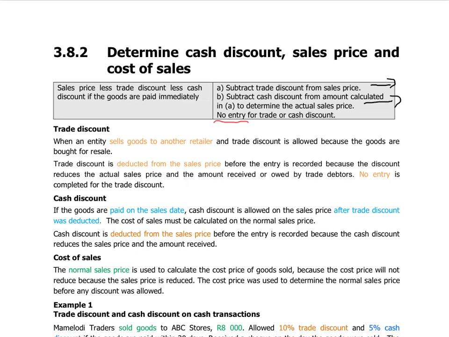If we look at trade discount, when a retailer sells goods to another retailer, this retailer can ask for trade discount because the goods were sold in bulk or because the goods are purchased with the purpose of reselling. Trade discount is deducted from the sales price.